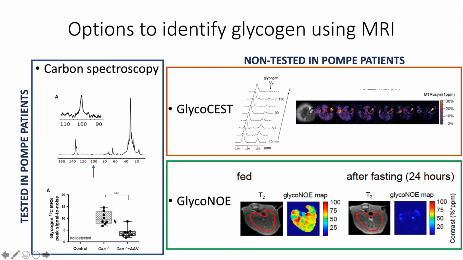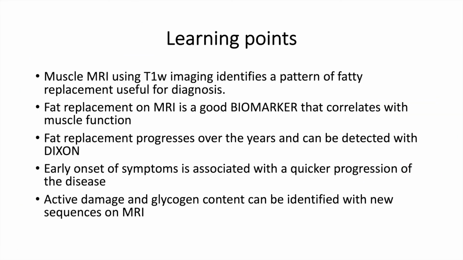This has been used in a preclinical study done in rats that were treated with gene therapy and demonstrated that it was useful to identify changes in the amount of glycogen in the muscles of the rat. Before and after treatment, there was clearly a decrease in the amount of glycogen. There are other ways of measuring glycogen in Pompe, what is called the glycosest and what is called the glyconoe, but none of them have been used to study patients with Pompe. So we have learned that active damage and glycogen content can be identified with new sequence on MRI.